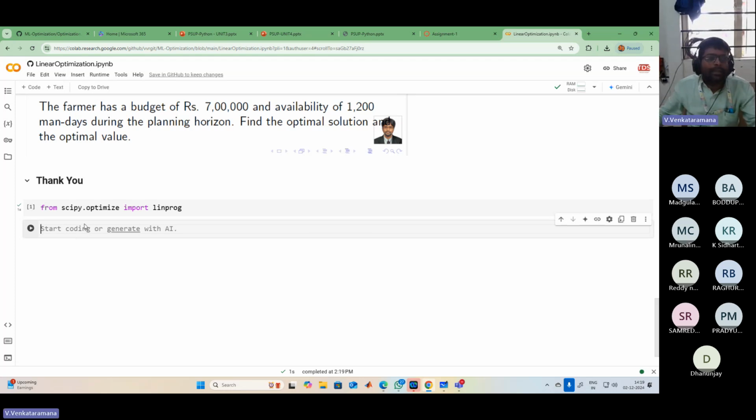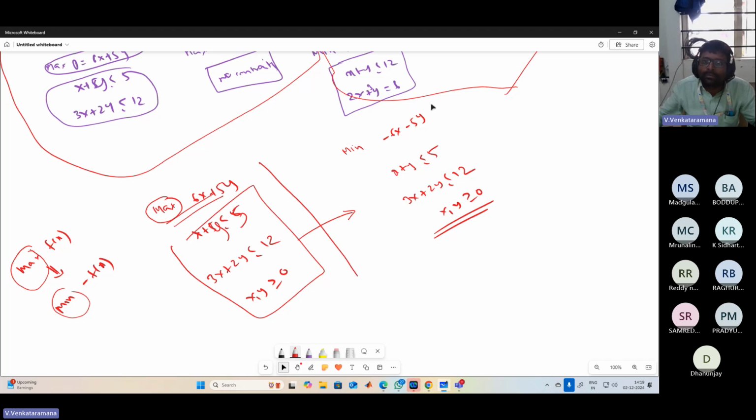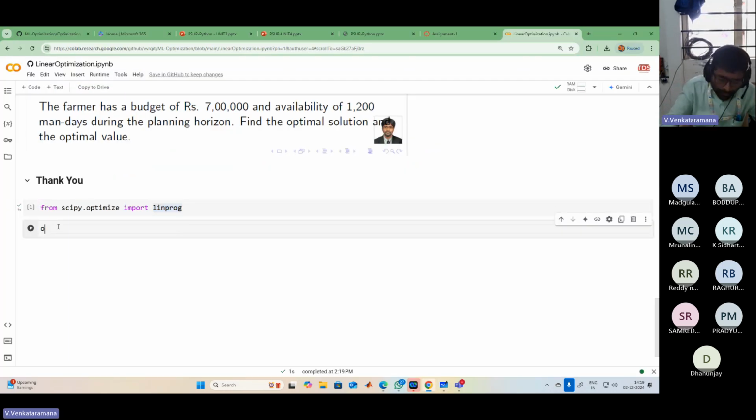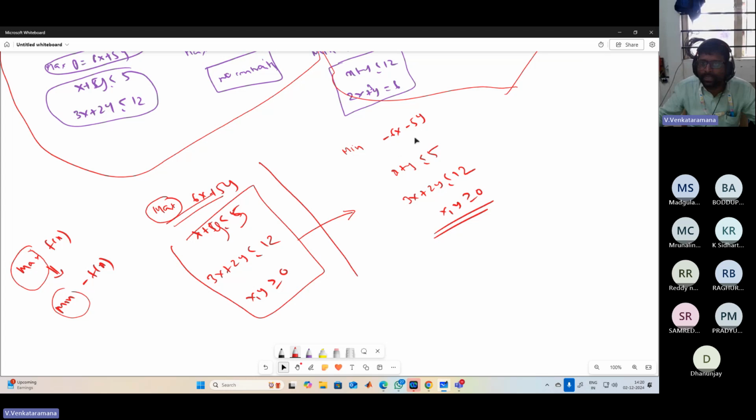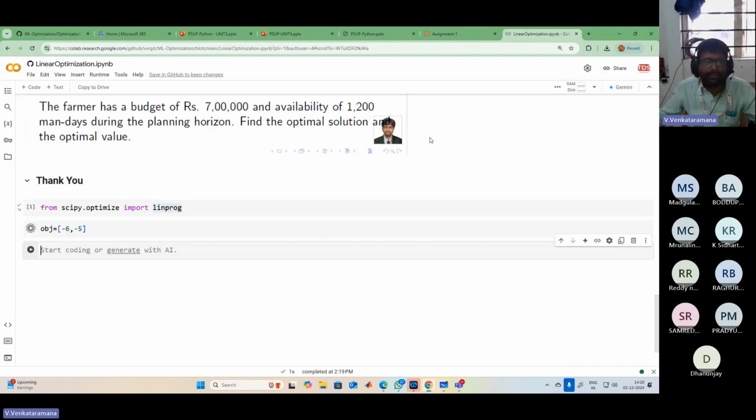Done. Now, after importing the linprog method, the next task is to prepare our objective function. The objective function means what is the coefficient of x? Minus 6. What is the coefficient of y? Minus 5. So we have to write the objective function as a list. The values are obj equal to minus 6 comma minus 5. Okay, that is completed, right?